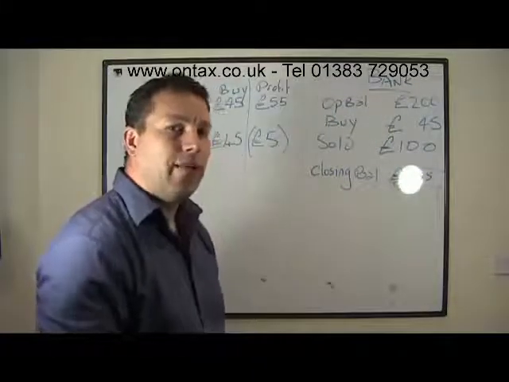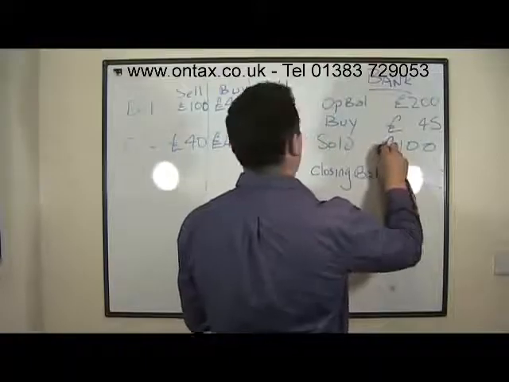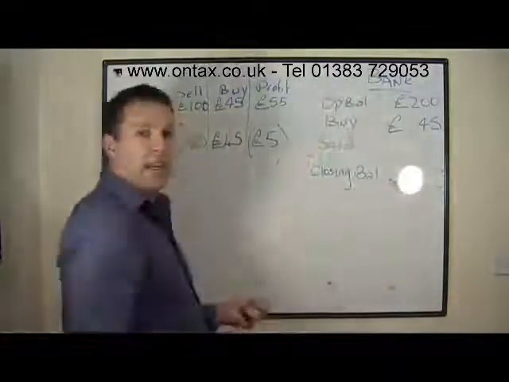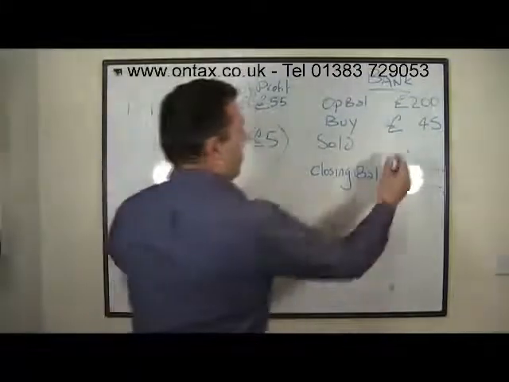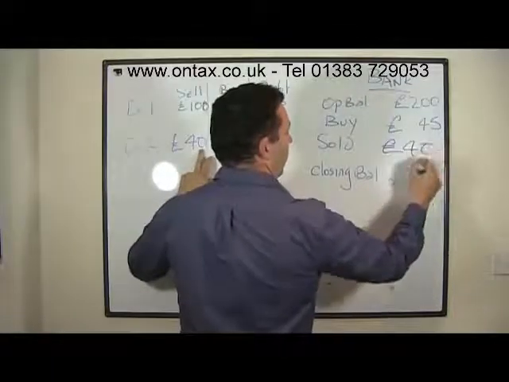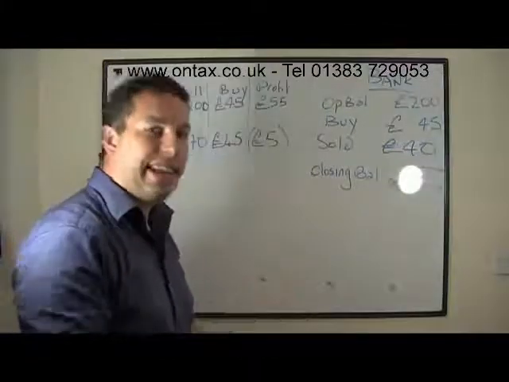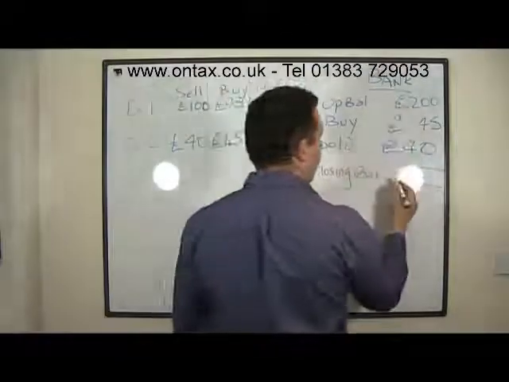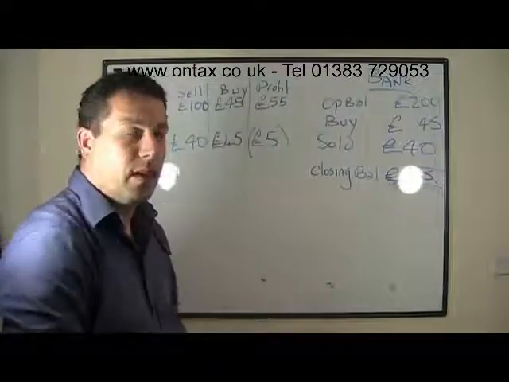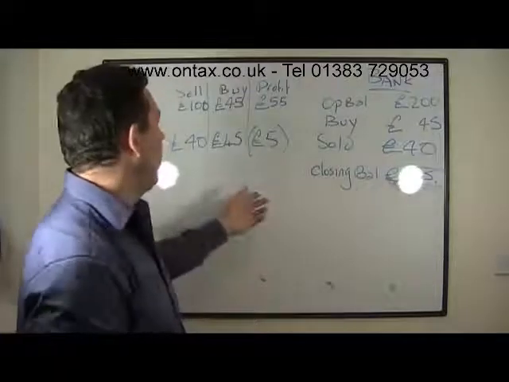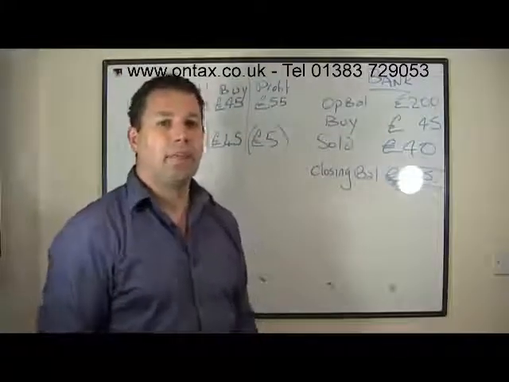But what happens when we have losses in our business? Well, in example 2, we sold at £40, which was £5 less than our cost price. So therefore our bank balance has gone down by £5, from £200 to £195. Not good. In this example here we can see a direct relationship between the profit or the loss and the bank balance.